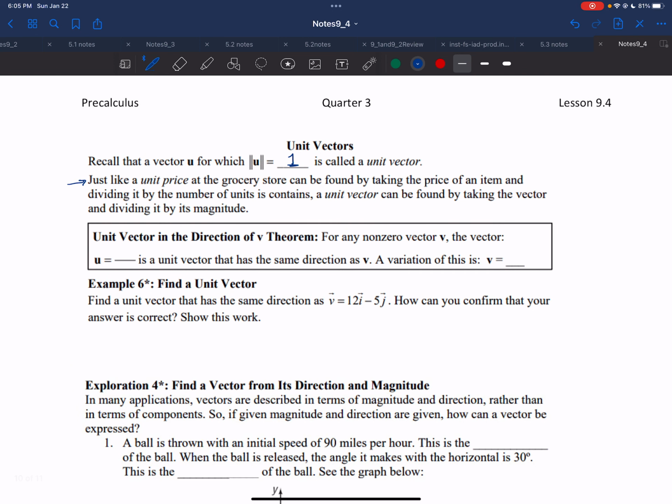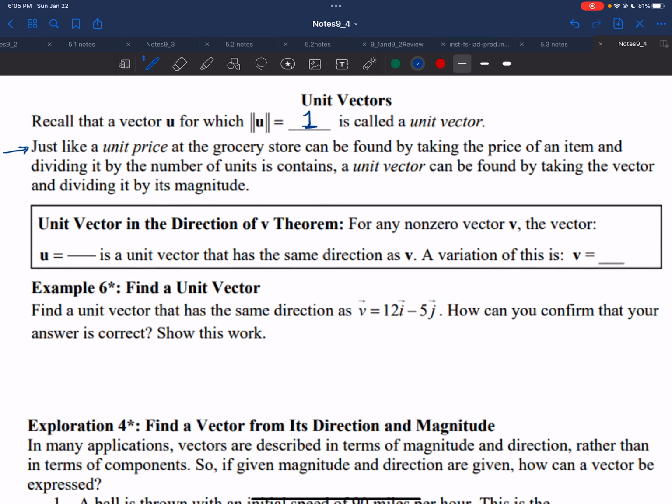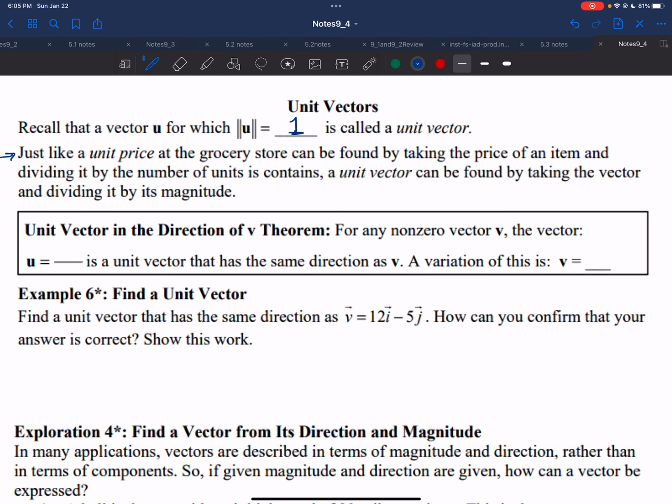Okay, so the unit vector in the direction of v theorem: for any non-zero vector v, the vector u is going to be equal to the vector v divided by the magnitude of v. That unit vector does have direction, mind you. Dividing the vector by just the magnitude gives you that 1, but it also says whether it's supposed to be positive or negative depending on the direction that it's going.